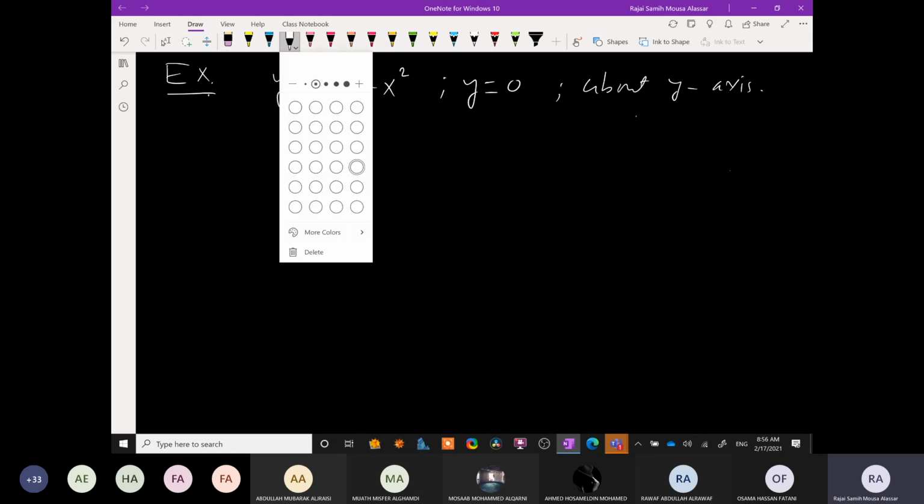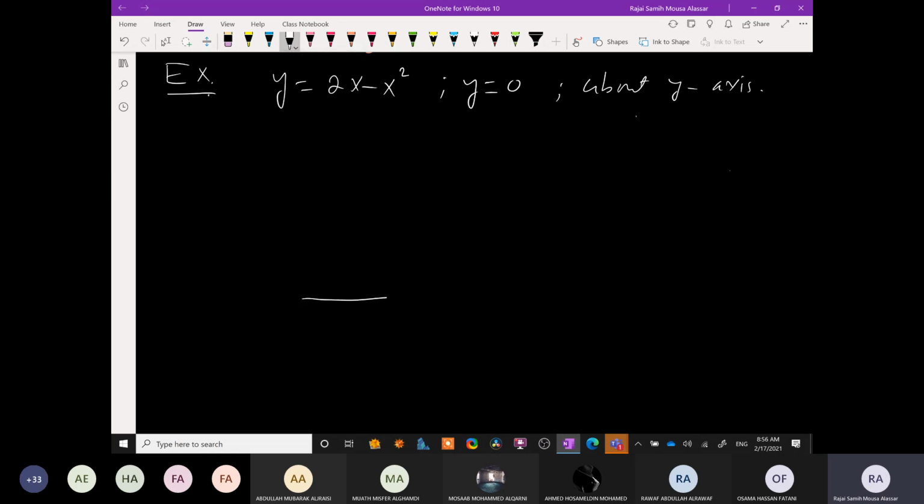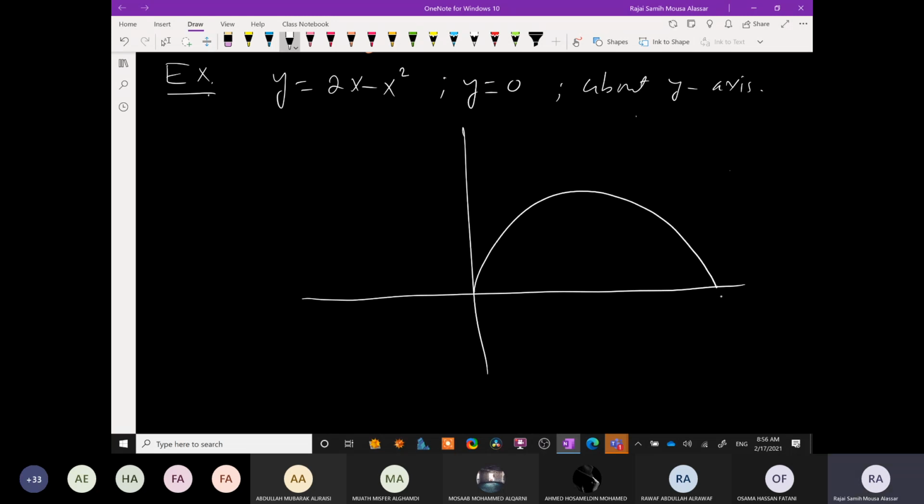Okay, all right. So this is 2, that's a 0, and this is 1. And if x is 1, then y is also 1. Okay, so that's the region.